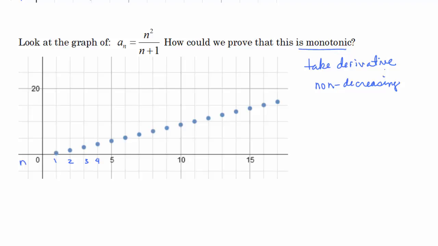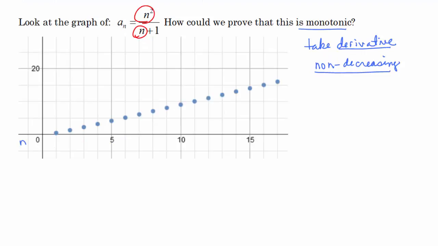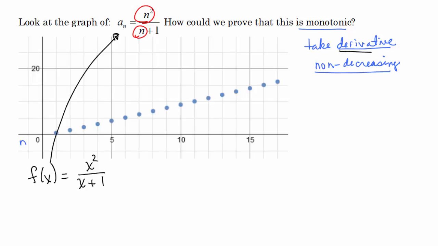So this is what you have to do, and this is the part of the chapter you're not going to like. In order to take the derivative, we have to be very careful of our notation. We have to let a function with all real numbers equal x squared over x plus 1. So we have a function associated with our sequence. But in order to take derivatives, we can't just do it over natural numbers. We have to have a continuous function.